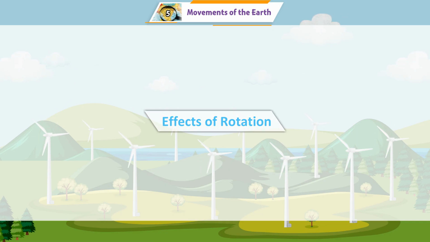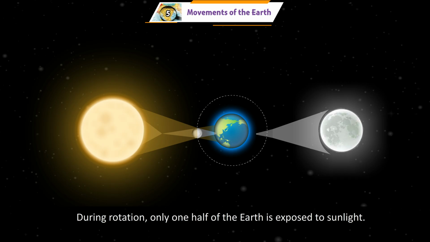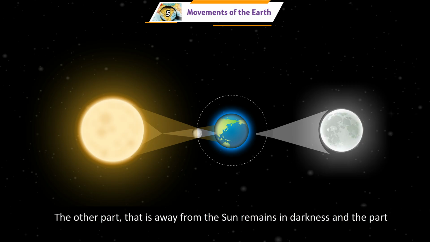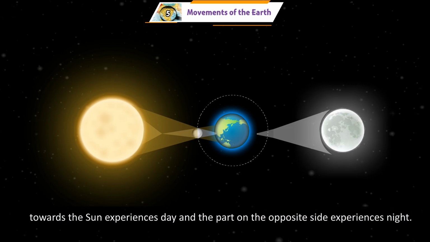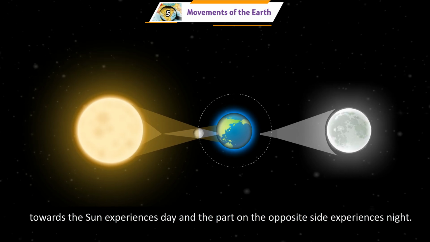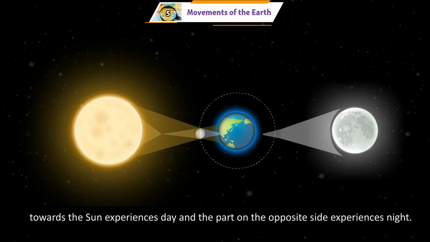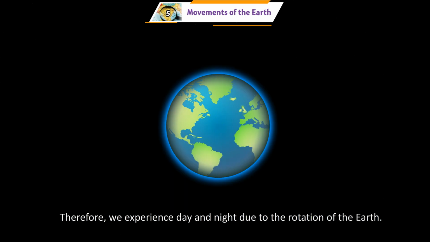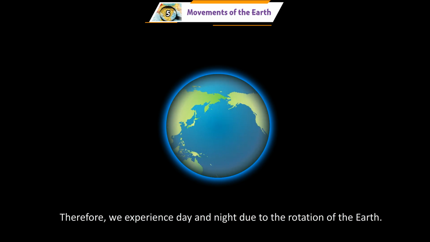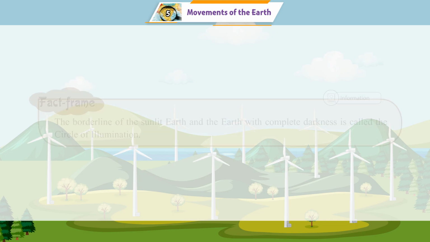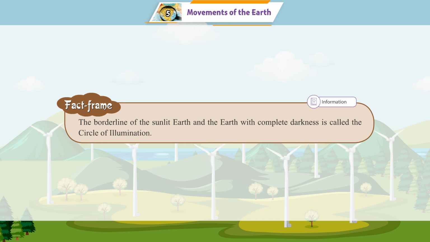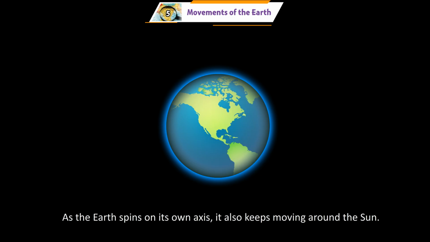Effects of rotation. During rotation, only one half of the earth is exposed to sunlight. The other part, that is away from the sun, remains in darkness, and the part towards the sun experiences day, and the part on the opposite side experiences night. Therefore, we experience day and night due to the rotation of the earth. Fact frame. The borderline of the sunlit earth and the earth with complete darkness is called the circle of illumination.